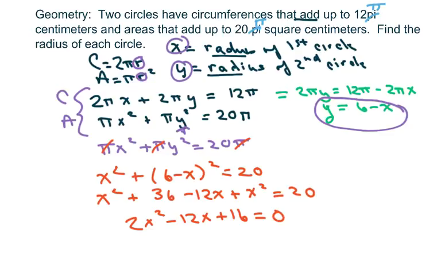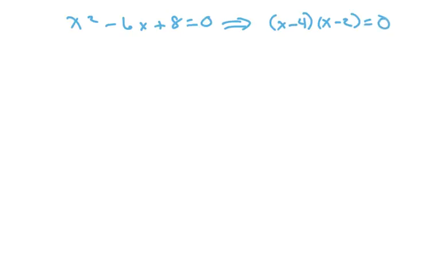I can factor out a 2, but in this case I'm just going to divide everything by 2, and you get x squared minus 6x plus 8 equals 0. I'm going to factor that, and you get (x minus 4) times (x minus 2) equals 0. So you get x equals 4, or x equals 2.